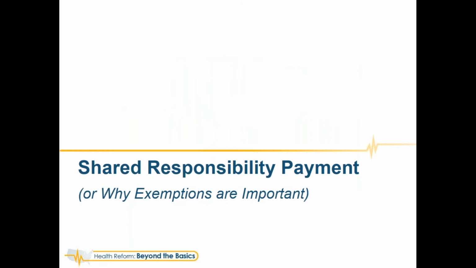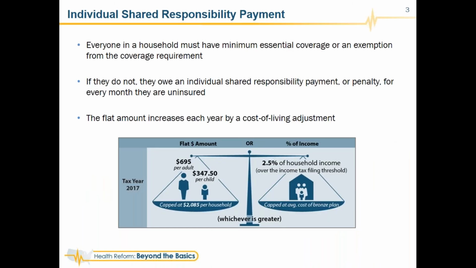So first we're going to talk about the shared responsibility payment. This is the penalty. I also call this why exemptions are important, because the penalty is stiff. And it's something that people need to be aware of. People may not be aware of, especially with all of the discussion in the news and on Capitol Hill about repeal and replace, what is the status of this thing, and so you may need to inform people of that.